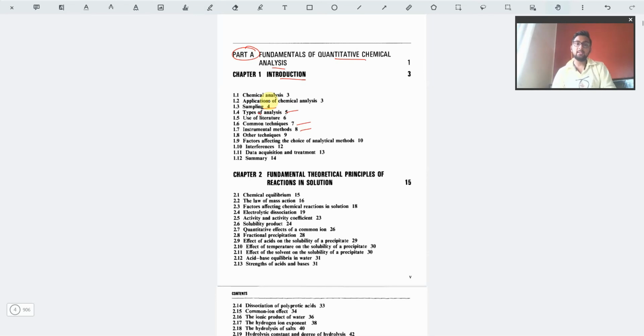Now, chapter 2 involves the fundamental theoretical principles of reactions in solution. So, chemical equilibrium, law of mass action, factors affecting chemical reactions in a solution, electrolytic dissolution, activity and activity coefficient, solubility product. These are concepts that we have already learned at the graduation level. Obviously, solubility product, law of mass action and chemical equilibrium are already very well known to us.